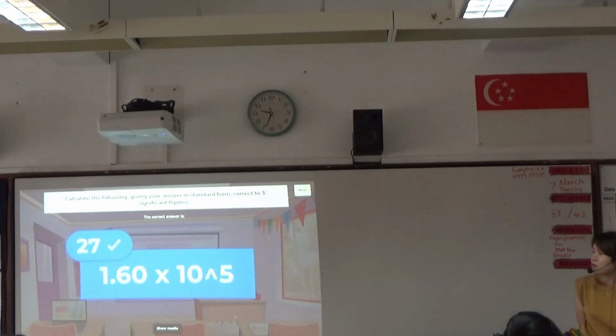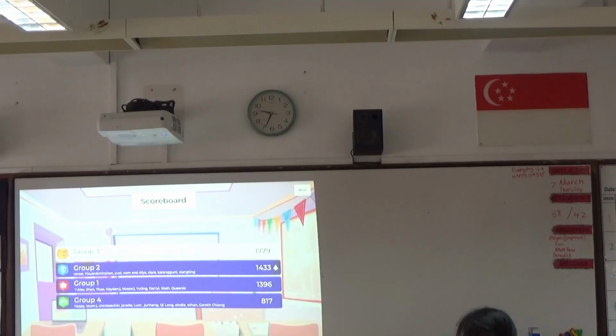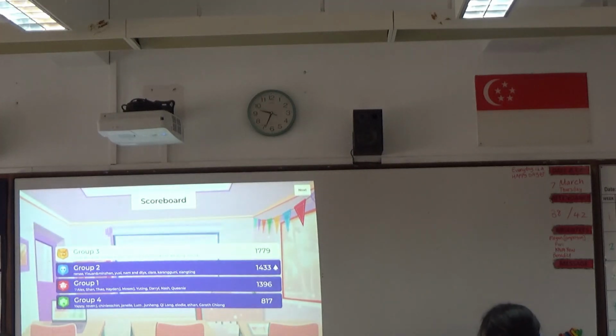Okay, 1.60. Finally, let's double the number from earlier on: 1.60 times 10 to the power of 5. For 3SF, you should have gotten 1.596, so 3SF will be 1.60. Right? Next.